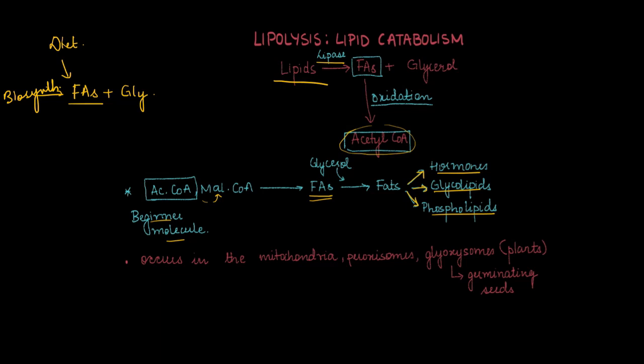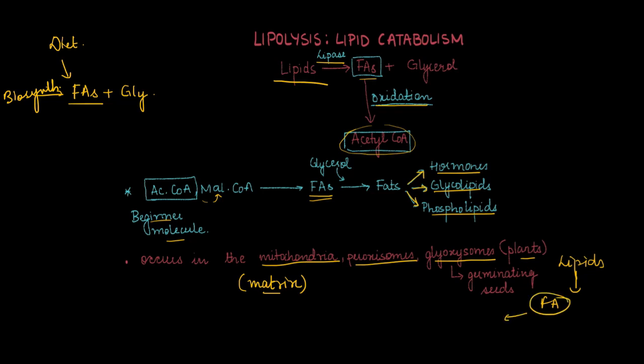The process of lipolysis occurs in the mitochondria, peroxisomes and glyoxysomes. In mitochondria, it specifically occurs in the matrix, all the enzymes which will oxidize the fatty acids into acetyl coenzyme A are present in the matrix. Peroxisomes also, and glyoxysomes. Glyoxysomes are present in plants. And what is the function there? The lipids, when they are broken down, produce fatty acids. These fatty acids produce ATP, and this ATP will be used by germinating seeds for germination. So they are also used by plants or seeds during germination.